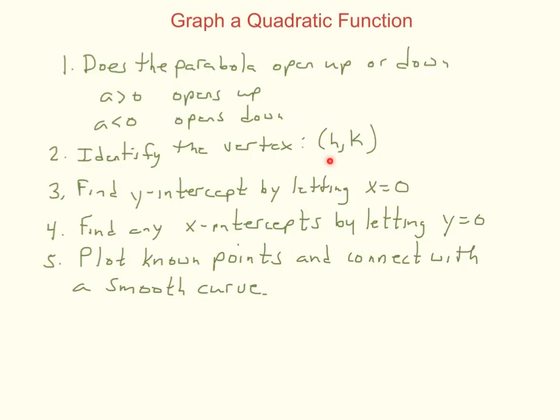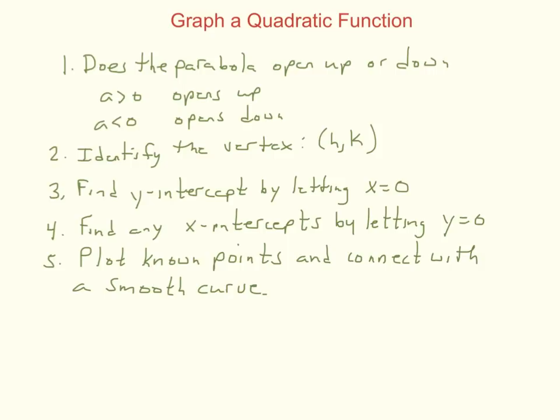The second thing we want to do is identify that vertex, h, k. Third thing, we want to find the y-intercept. And the y-intercept is a point that is going to be on every parabola. Every parabola will have a y-intercept in terms of the functions that we're working with. And to find that y-intercept, we're going to let x equal 0. So that's the third thing we're going to do. Sometimes, besides the vertex, the y-intercept would be the easiest point for you to locate.